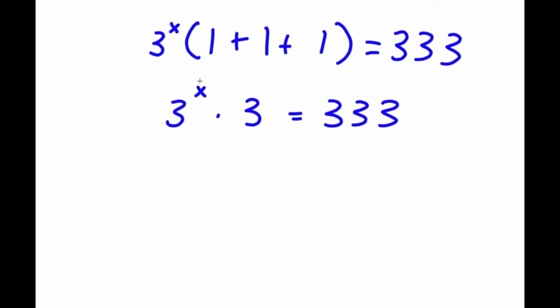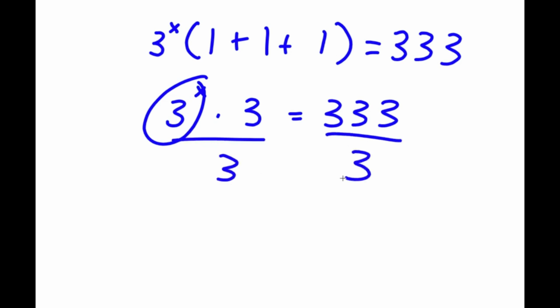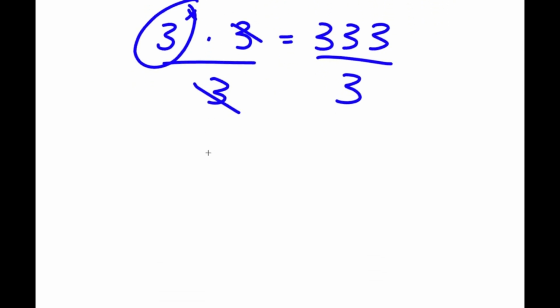So now I obviously want to isolate 3 to the power of x because this is the term that has the variable x that we're solving for. So I want to find a way to get rid of this 3. To do that, I'm going to divide both sides by 3. Now, these two 3's cancel out, and I'll be left with 3 to the power of x is equal to 333 divided by 3, which is 111. So now I got this equation, 3 to the power of x is equal to 111.